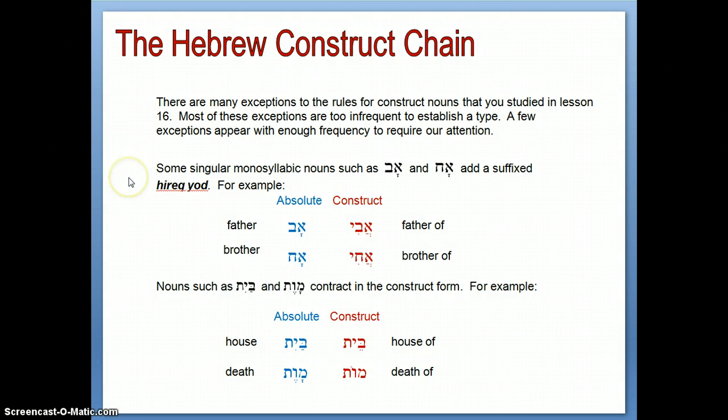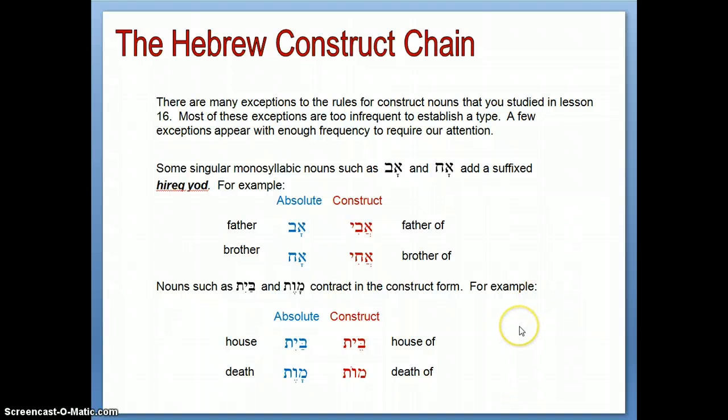First, some singular monosyllabic nouns, such as av or ach, add a suffixed hireq yod. For example, look at the absolute form here. We have av and ach, both as you normally have seen them in vocabulary lists. Now look over at the next column at the construct version. In the construct version, the word ends with a hireq yod, and there's a little bit of vowel reduction under that aleph for both father of and brother of.